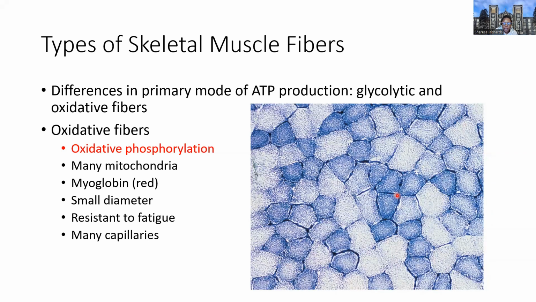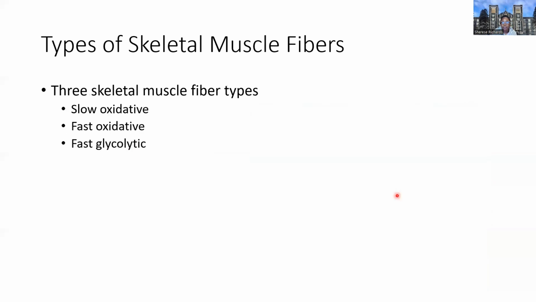Okay. So that is the difference between oxidative fibers and glycolytic fibers, and basically their preference for ATP production. Now, on that basis, we can think of three skeletal muscle fiber types. We have slow oxidative fibers, which are sort of one end of the spectrum. We have fast glycolytic fibers, which are on the opposite end of the spectrum. And then somewhere in the middle, we have fast oxidative fibers.